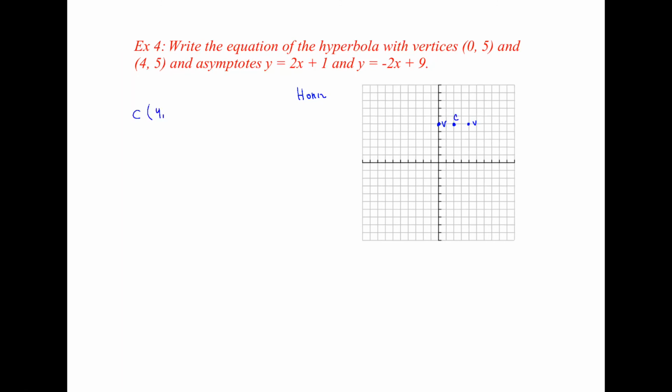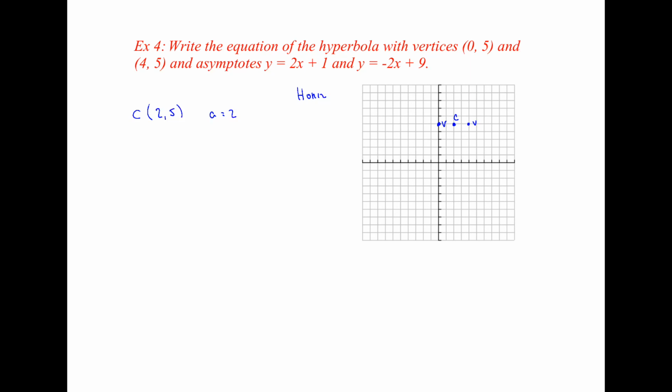So we know that the center is at 4 comma, sorry, not 4 comma, looks like 2 comma 5. That's the midpoint between those 2 points. We also then know the A value is 2. You're 2 units away from the vertex. And then it tells you the asymptotes are y equals 2x plus 1 and y equals negative 2x plus 9. So they're not written in the form that I had given you, but that's okay. We can go ahead and kind of graph these and see where they're at.